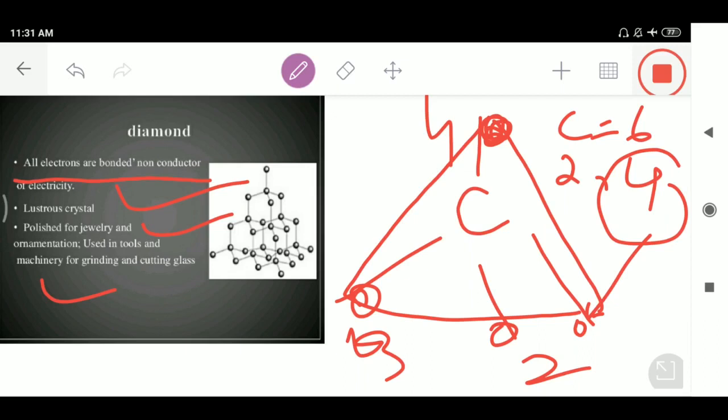Diamonds are also used for making jewelry. And one more important use of the diamond is that it's used by eye surgeons as a tool to remove cataracts from eyes with great precision. So this was a short glittering glimpse of the last video lecture. Let's move forward and discuss the structure of graphite.